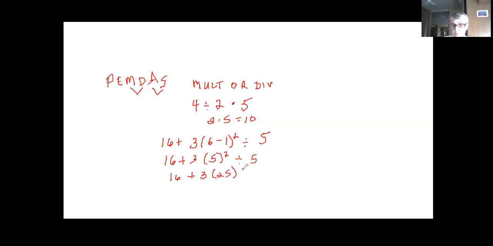So 5 squared is 25. And again, multiplication is done first. So I have 16 plus 75 divided by 5. And 75 divided by 5 is 15. So 16 plus 15 is 31. So that would be your final answer. And again, I like to show every step. It's totally up to you.